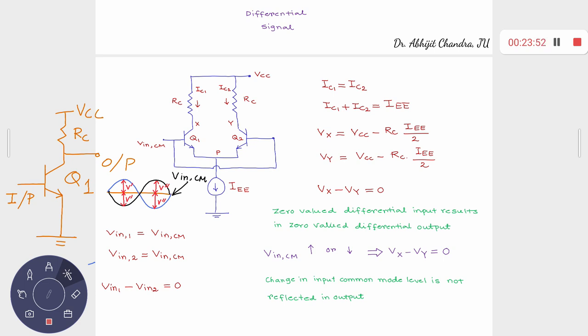It will be very much dependent upon the input common mode level. In order to restrict that, I am adding a current source in this particular path, so that the DC current which is flowing in these two halves is ultimately governed by this particular current source value.